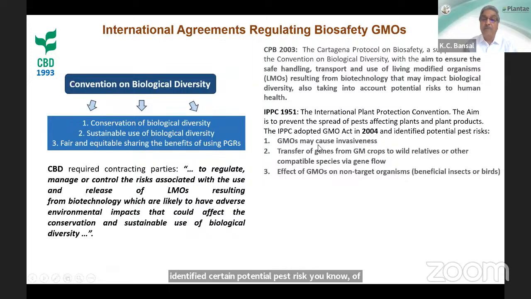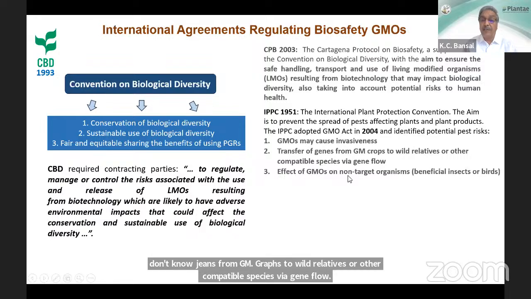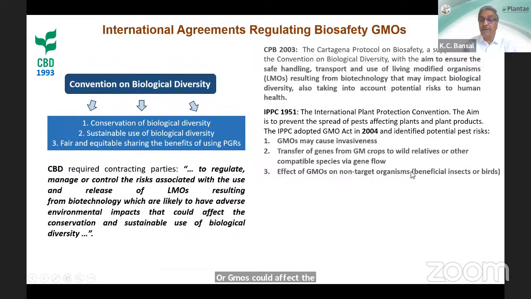For example, GMOs may cause invasiveness. So we need to study the invasiveness of the resultant GM crops. We're talking about it before they are environmentally released. Or the GM crops could transfer genes to wild relatives or other compatible species via gene flow. Or GMOs could affect non-target organisms, particularly beneficial insects or birds.